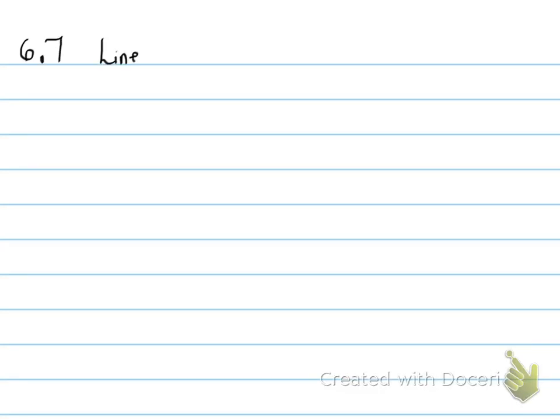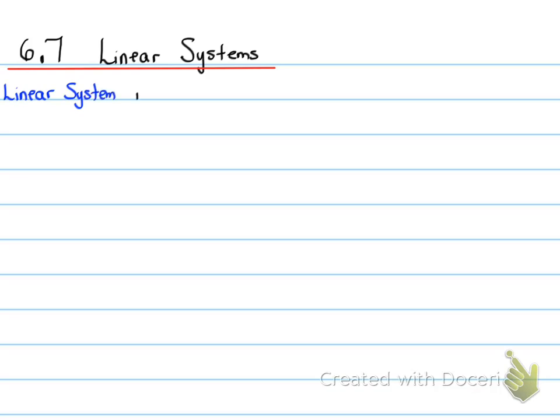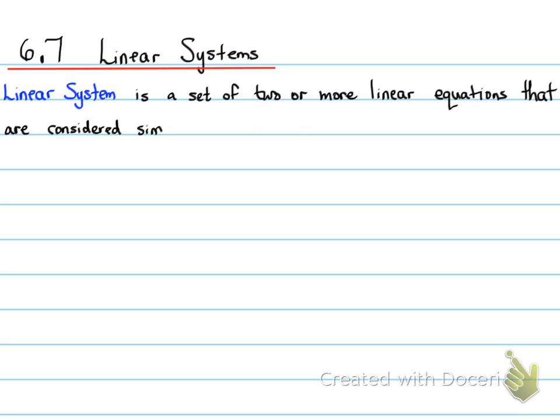Alright, 6.7, linear systems. When we're looking at linear systems, we're going beyond just looking at one line. We're looking at a linear system, which is a set of two or more linear equations. So basically two or more lines that are considered simultaneously, at the same time.